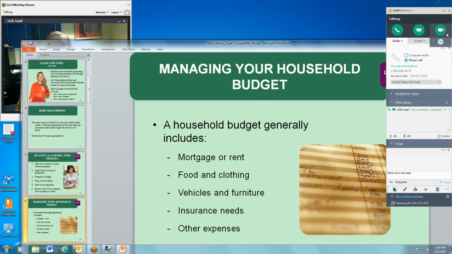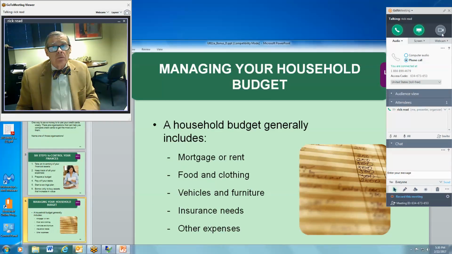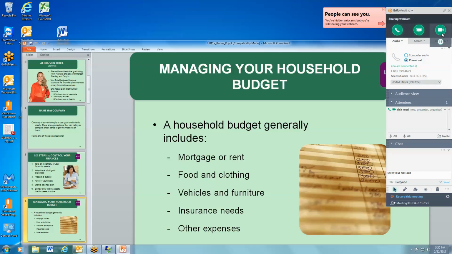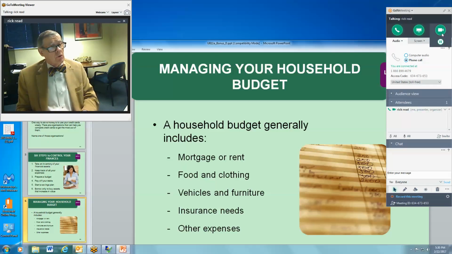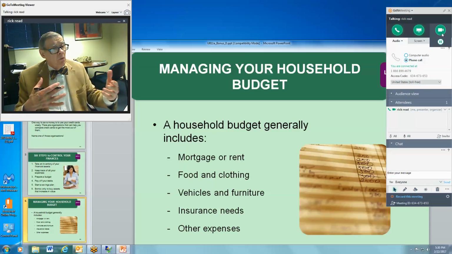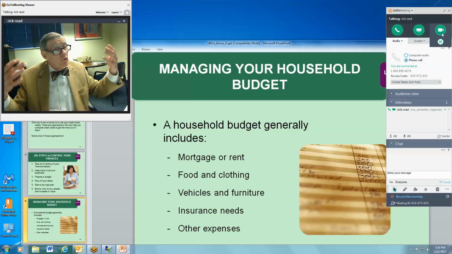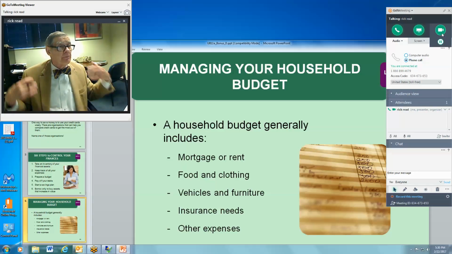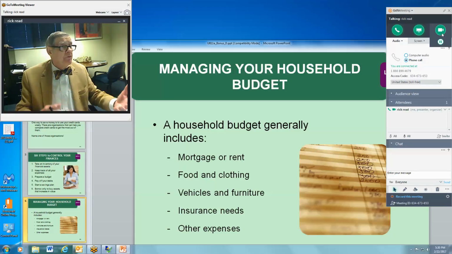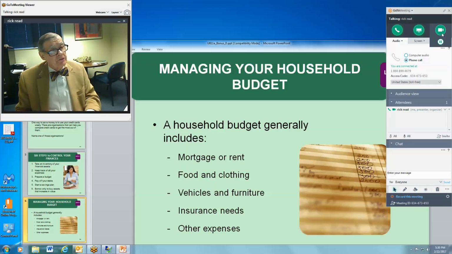And this is what you have to think about here. What's your normal household budget going to have? It's your mortgage or your rent, food and clothing, utilities, etc. There's other things that are mentioned here, but I'm not going to go into them. What we're talking about here are necessities. You have to have a roof over your head. You have to have food and something to wear. You have to pay for utilities, light and heat, etc.